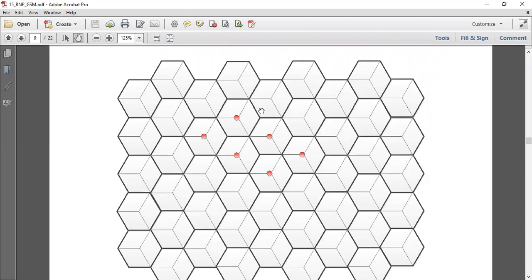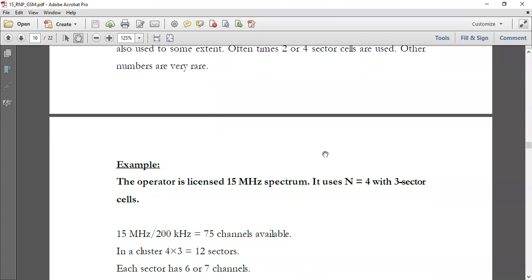Now, each of these coverage areas from the same base station, the 3 different coverage areas, will be treated as different sectors. So even in our example, you have 4 cells in a cluster, but every cell has 3 sectors. So in total, you actually have 12 sectors in a cluster, meaning that the available spectrum has to be split into 4 times 3, that is 12 components.